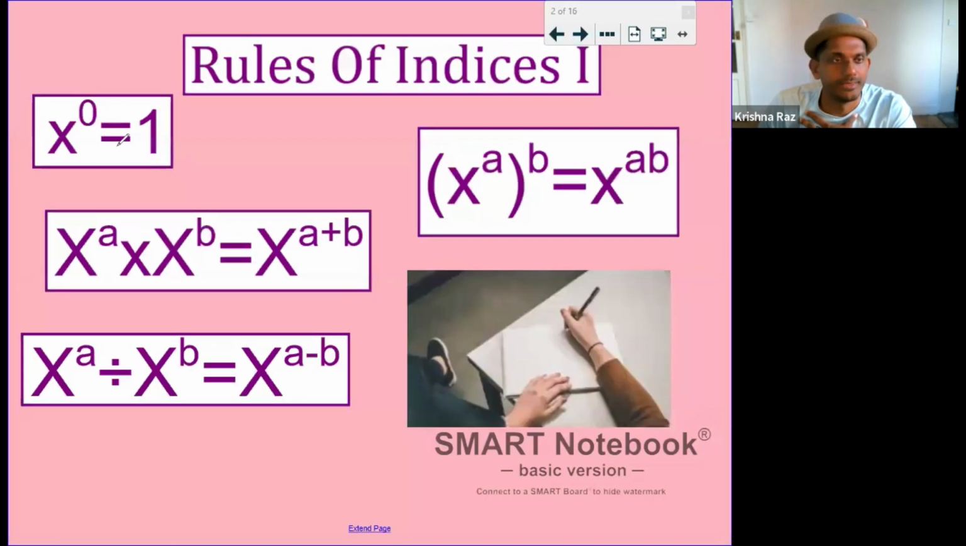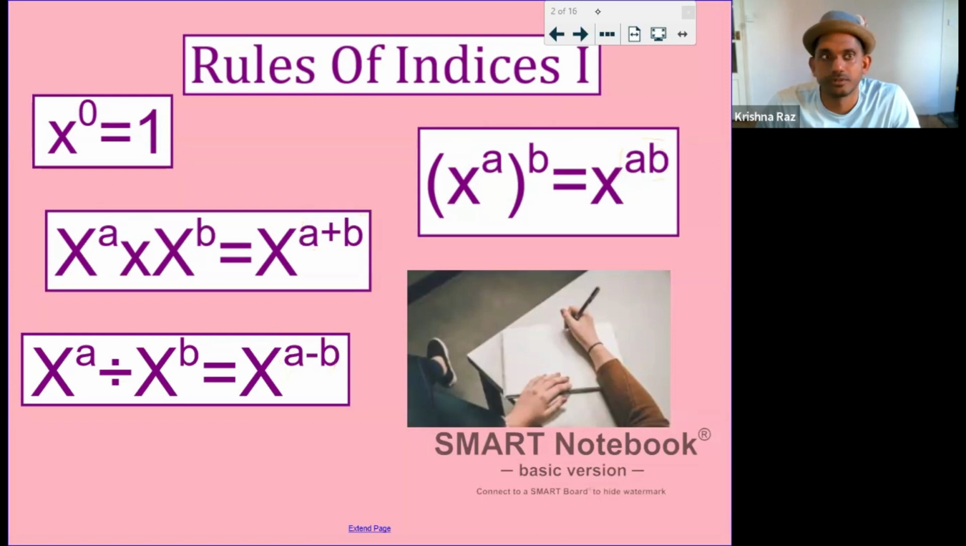So anything to the power of 0 is 1. We've got these instances where we add the powers, these instances where we subtract the powers, and the instance when we multiply the powers together. So we're just going to do a sequence of worked examples, and then hopefully by the end of it, you'll feel a lot more confident about how to answer these questions.